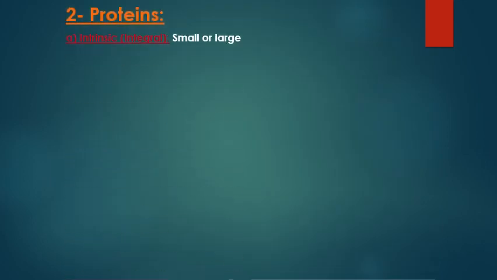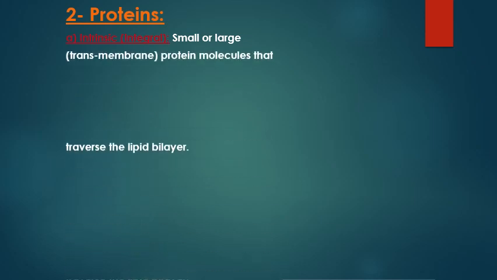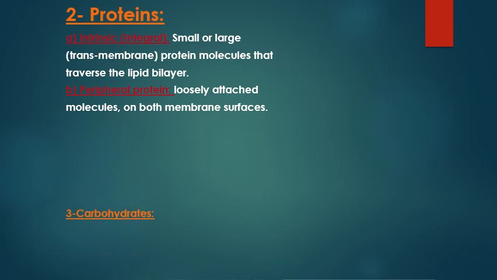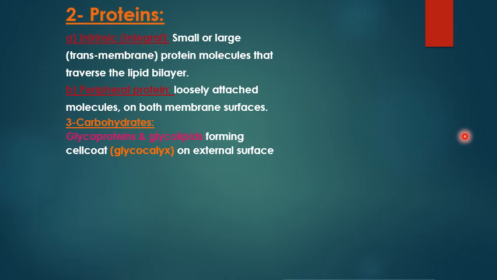The protein component is either intrinsic, which is either small or large. The large is known as transmembrane protein that traverses the length of the lipid bilayer, and the peripheral is loosely attached. The carbohydrate is either attached to the protein, so-called glycoprotein, or to the lipid, called glycolipid, forming what is so-called cell coat or glycocalyx on the external surface, which carries the receptor.